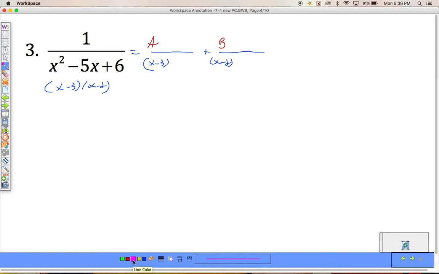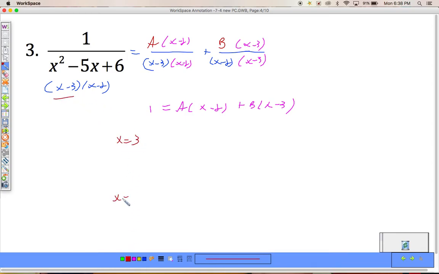Next, I'm going to get common denominators: x minus 2 and x minus 3. Then I write the equation across the top: 1 equals a parentheses x minus 2 plus b parentheses x minus 3. I'm going to pick two values, positive 3 and positive 2. I'm going to substitute them in.